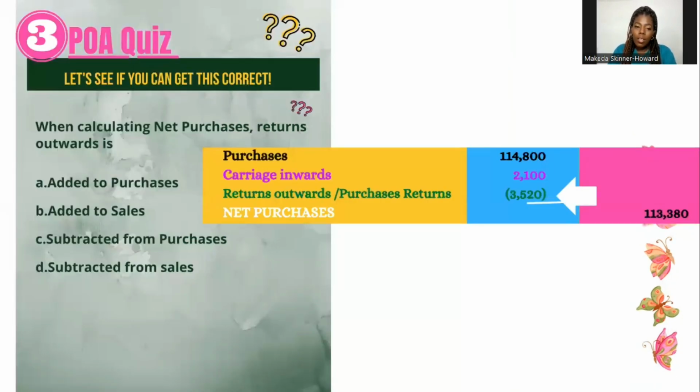If you look at the vertical format here, you're going to see carriage inwards, all right? And we're going to have that as a positive figure being added to purchases. Then you have return outwards or purchases returns being deducted or subtracted from your purchases figure. This is the net purchases formula in a nutshell. Anytime you have carriage inwards and you have return outwards, you have to calculate the net purchase figure. Again, the answer here is C.